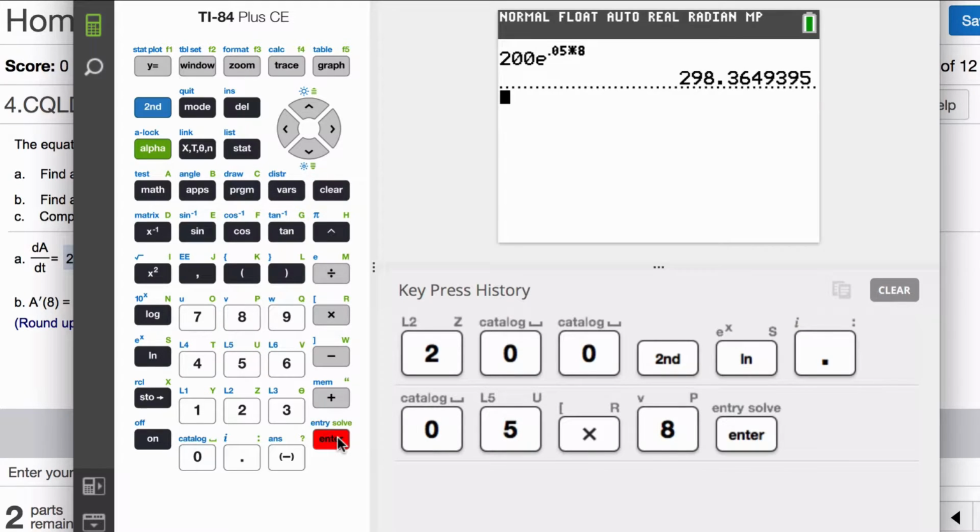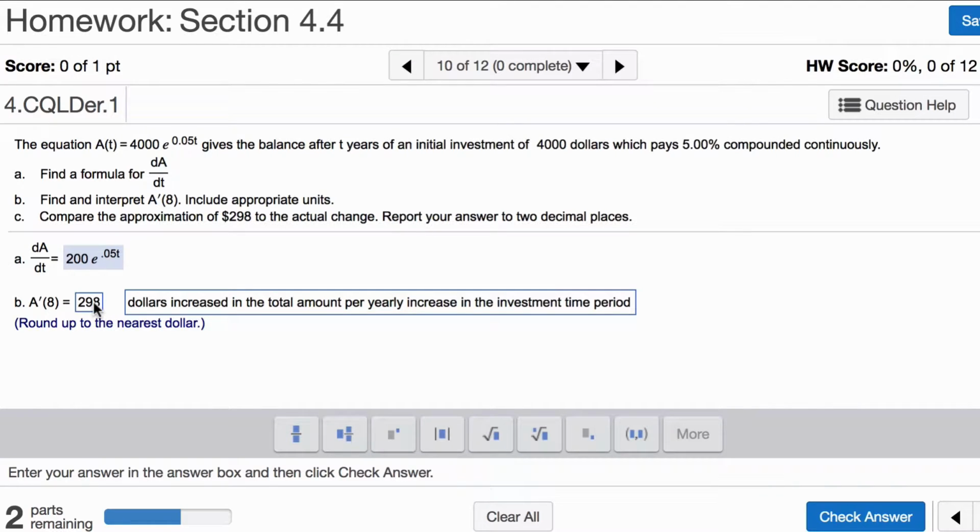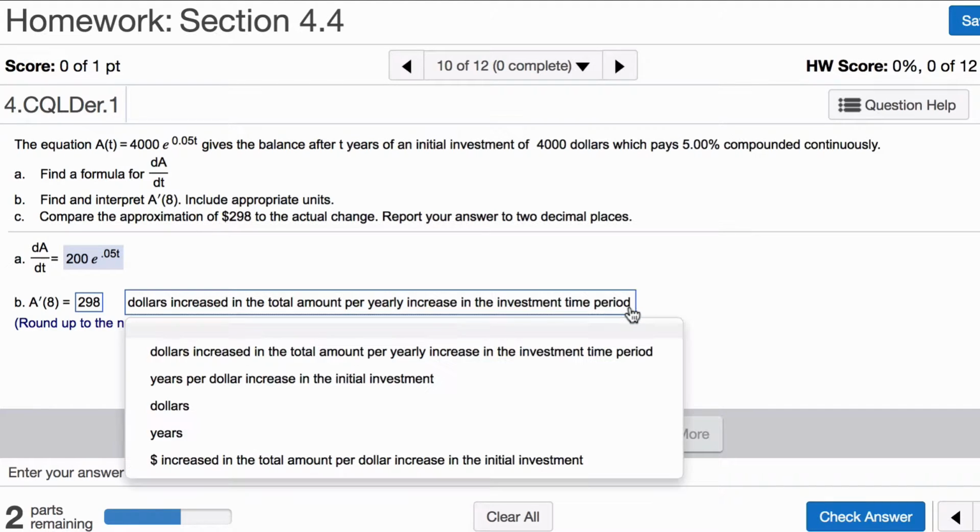And let's enter. And I'm getting 298.36 and so on. Let's take this down. And it says round to the nearest dollar, so I put 298. Now here we had several choices. The one, let's talk about this.